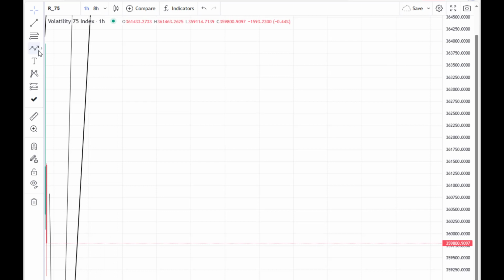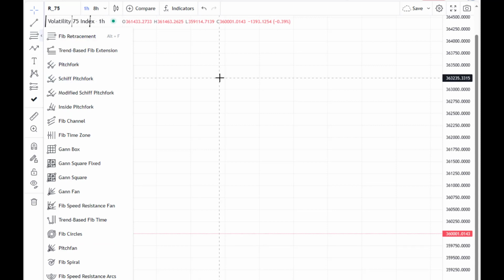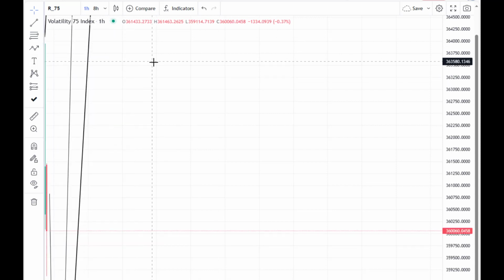Now, in order to get a high probability entry setup in trading any market or any instrument, it's better you do a multi-time frame analysis, right? Where you go to bigger time frames like the H1, the H4, or let's say you go to bigger time frames like the daily, the H4, right? Before you drop down to the time frame in which you are trading.